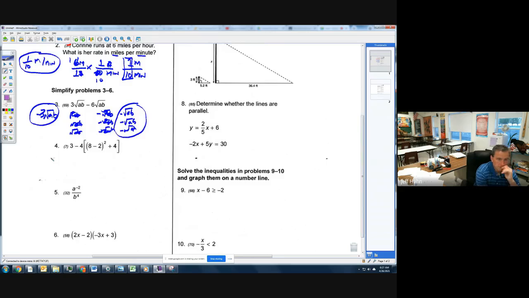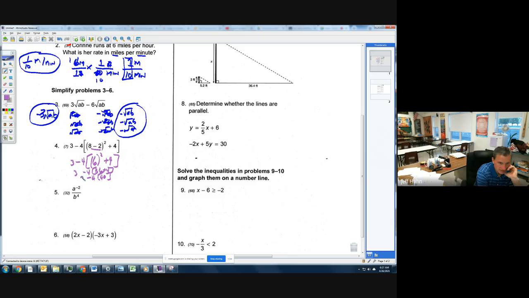Following the order of operations for number 4, we have to do parentheses first. So 8 minus 2 is 6. Rewriting all this stuff. Then doing the exponents there. 6 times 6 is 36. Boom. And 36 plus 4 is 40.